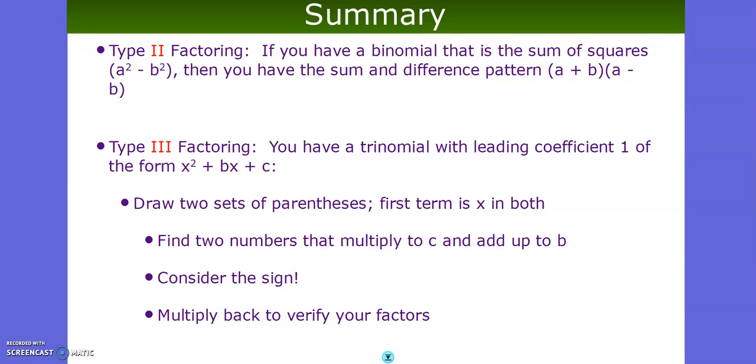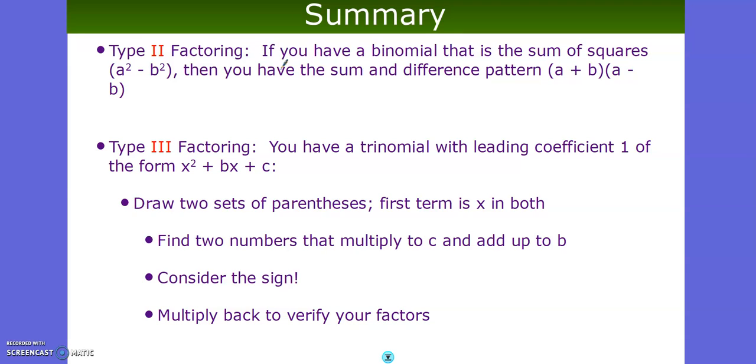In our previous video, we learned about type 2 factoring, which is when we have a binomial that is the difference of perfect squares. In this video, we took a look at type 3 factoring. You have a trinomial with a leading coefficient of 1 in the form of x squared plus bx plus c.